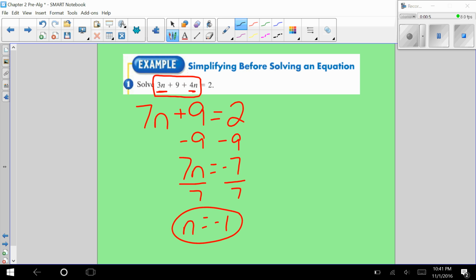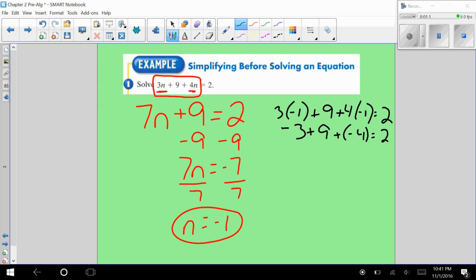Checking our work is a little bit more tricky now. We just have to plug in our negative 1 for both ends. So basically, anywhere we see an n, we're going to plug in negative 1. And now we start to simplify. 3 times negative 1 is negative 3, plus 9, plus 4 times negative 1 is negative 4. Well, negative 3 plus 9 is 6, plus negative 4. 6 plus negative 4 is 2, so it checks out, it works.